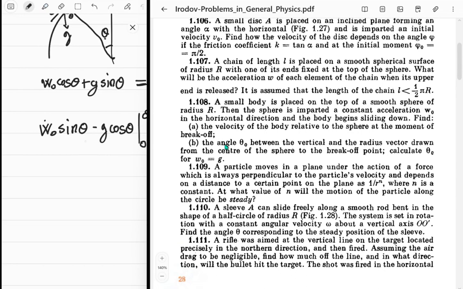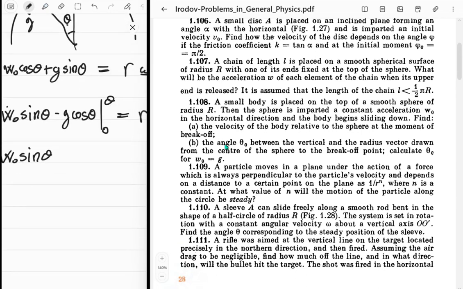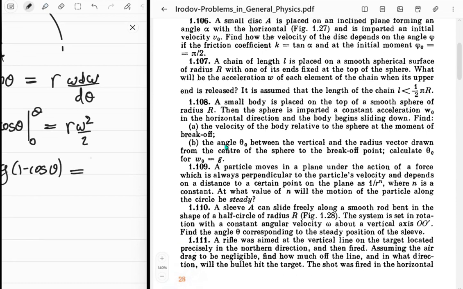So this is gone. Omega naught sine theta, and when theta is 0 the cosine is 1, so it's plus g times (1 minus cosine theta). That's right. And that's equal to r omega squared upon 2. Okay, cool.